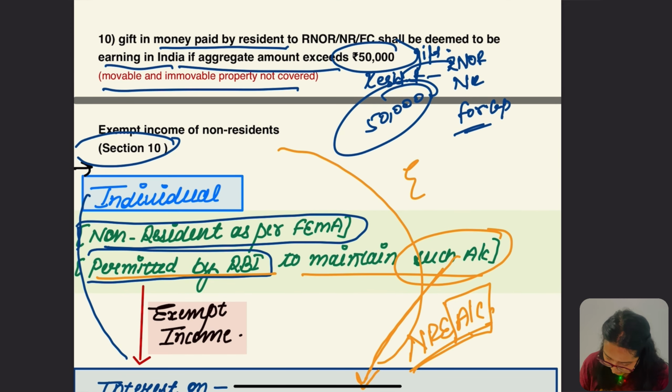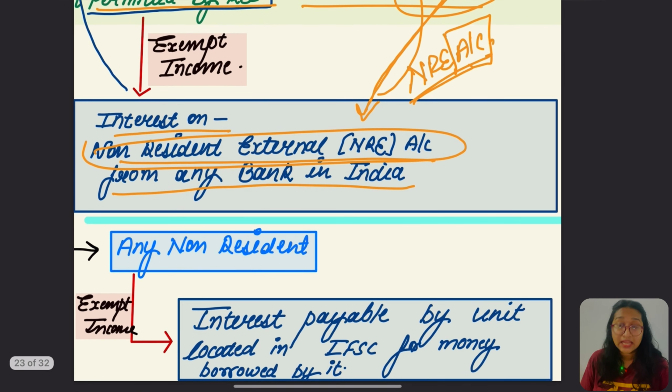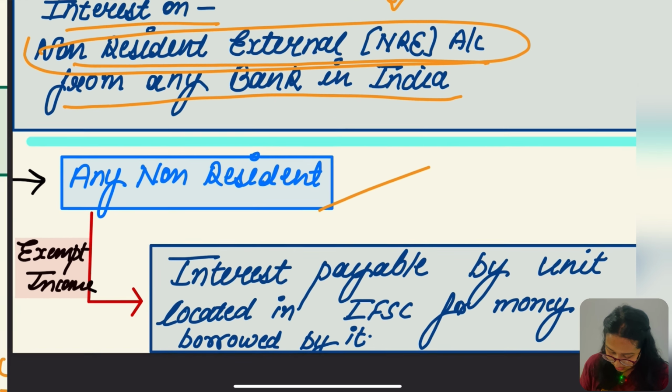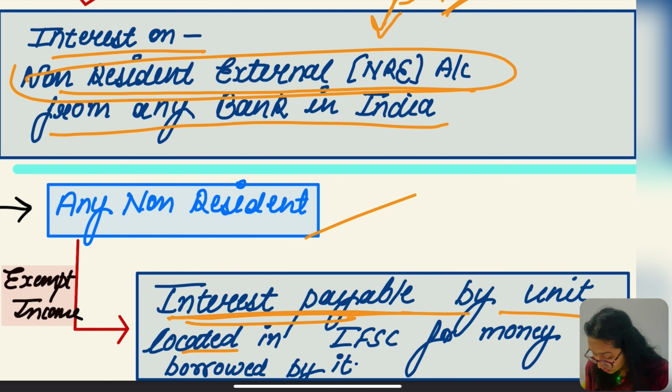Okay, so this part is going to be exempt under section 10. Hope this was clear to you. Let's go for the second point, which says any non-resident who is earning income by interest payable by a unit located in IFSC for money borrowed by it, that would also be exempt income.